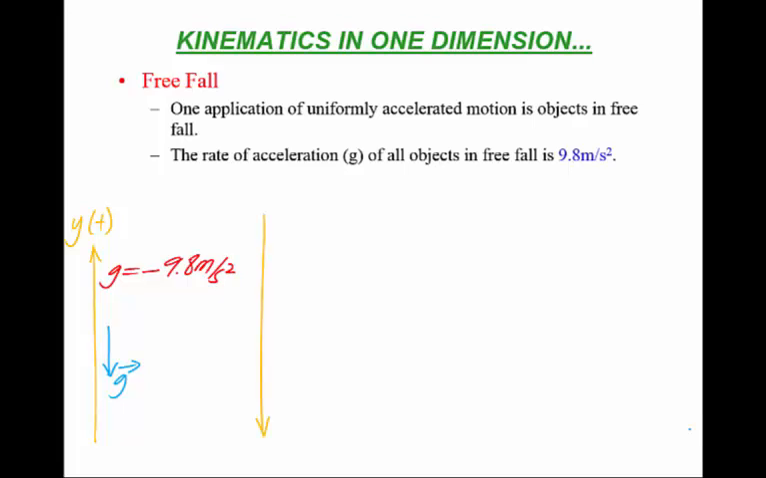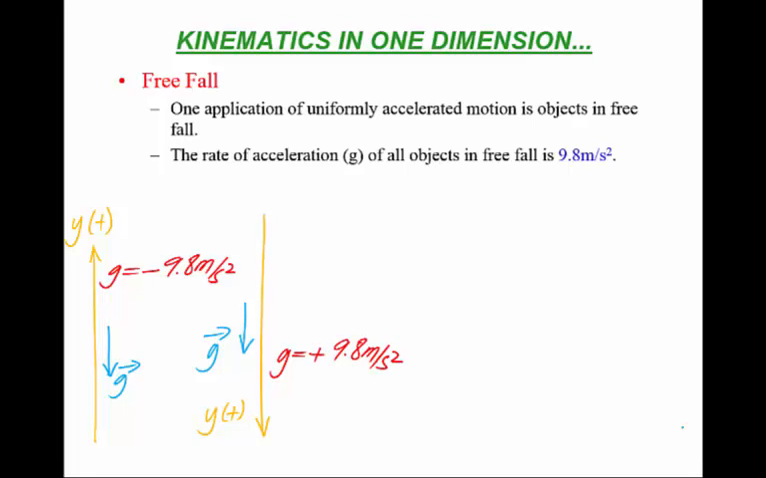On the other hand, when the y-axis of the reference system coordinate is set up to point straight down, and since the acceleration of gravity vector always points straight down, in this case the component of the acceleration of gravity is going to be positive 9.8 meters per second squared.